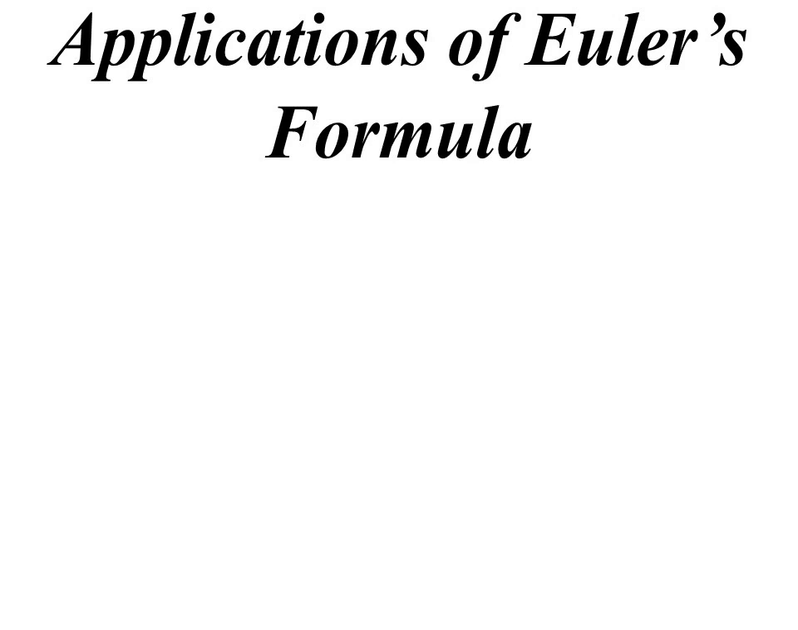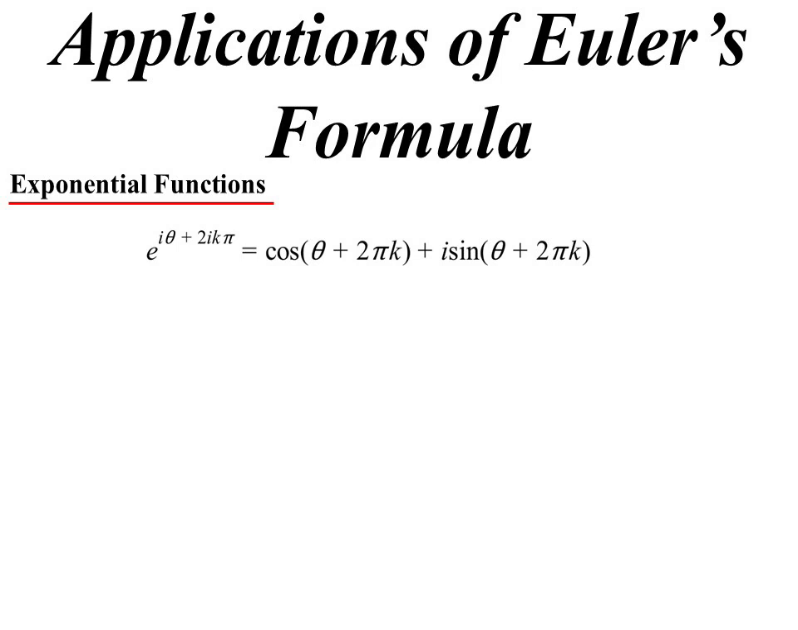Let's look at some of the ways we can use Euler's formula. Obviously exponential functions, seeing as Euler's formula involves e to the power of something. We saw that e to the iota theta was cos theta plus i sine theta.